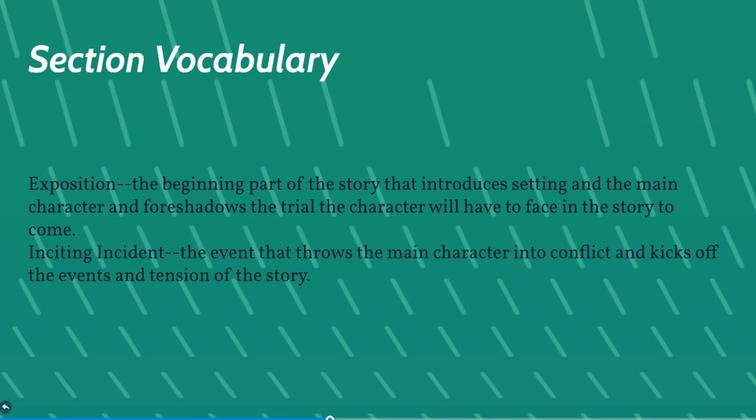To review the vocabulary from this section, exposition is the beginning part of the story that introduces setting and the main character. It foreshadows the trial the character will have to face in the story to come. Inciting incident is the event that throws the main character into conflict and kicks off the events and the tension of the story.